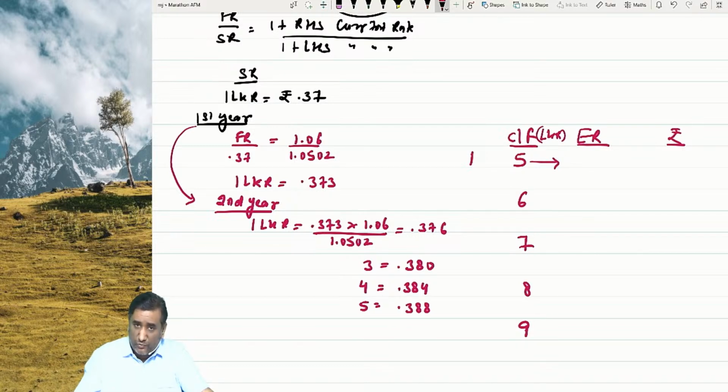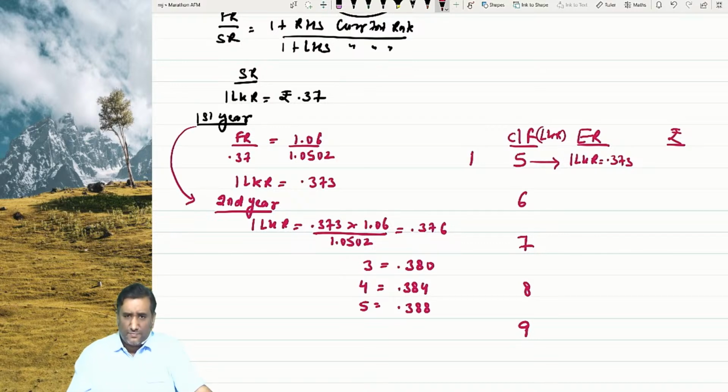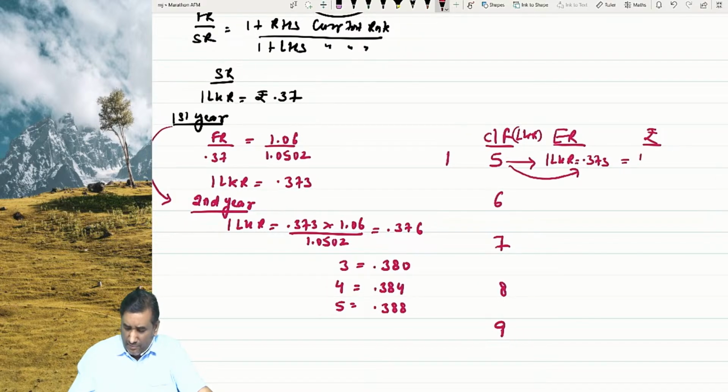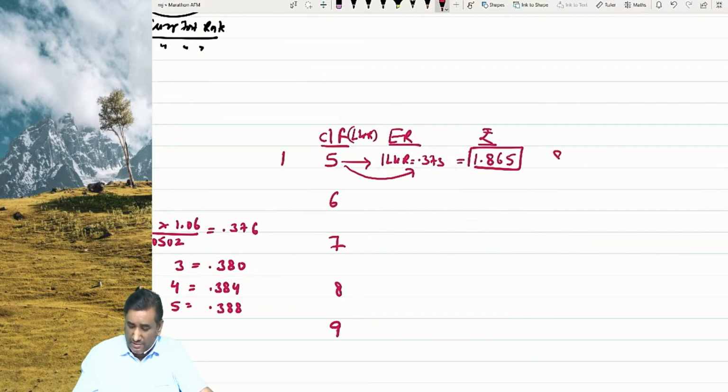Left side. Left to right I'll go, multiply, and by chance it is given 1 LKR is equal to 0.373. Sorry, 373. So we'll do what? Multiply. You'll get some number here, 1.867, whatever number comes. And then once you get this, the discount rate of India is what? 8%. Is it fine? I'll show the answer.